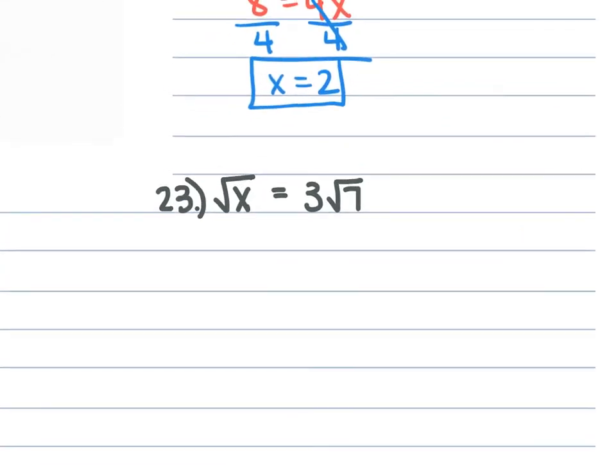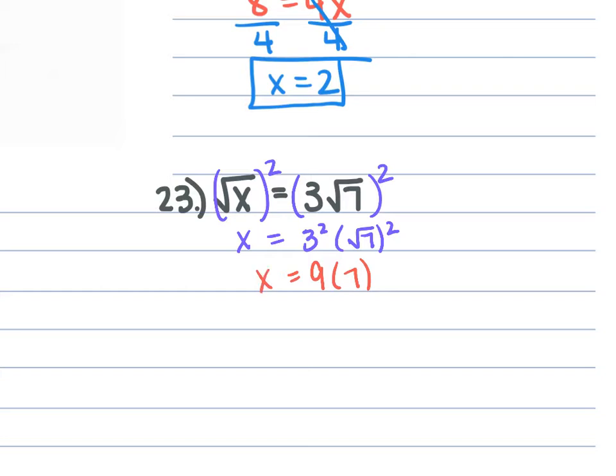For 23, we have the square root of x is equal to 3 square root 7. We can't isolate the radical here, so we're just going to square both sides. So this is going to be x is equal to 3 squared times the square root of 7 squared. 3 squared is 9. And the square root of 7 squared is 7. So that's going to be x is equal to 9 times 7, which is 63.